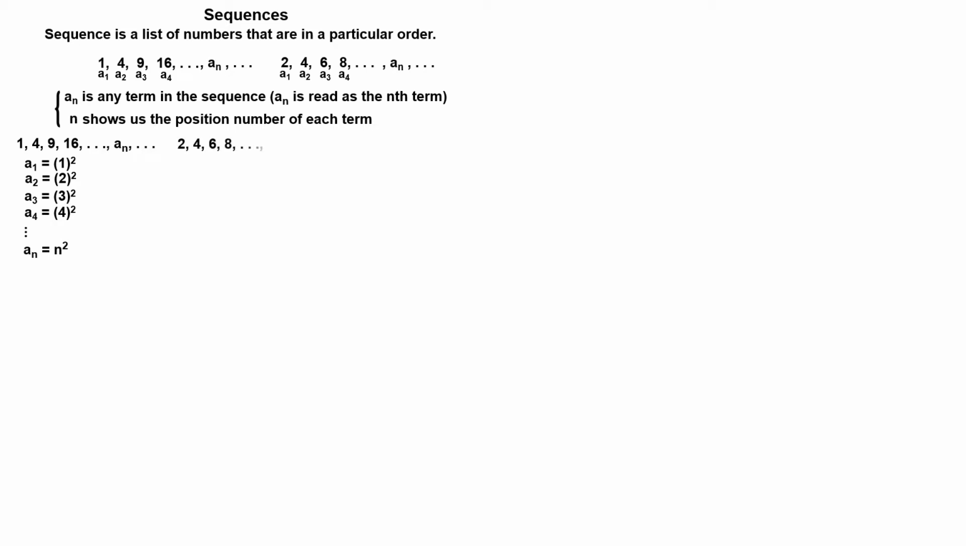Let's recognize the pattern in the second sequence. We can see that the first term is 2, and 2 is the same as 2 times 1. The second term is 4, and 4 is the same as 2 times 2. The third term is 6, and 6 is the same as 2 times 3. The fourth term is 8, and 8 is the same as 2 times 4. So it looks like the nth term is 2 times n.